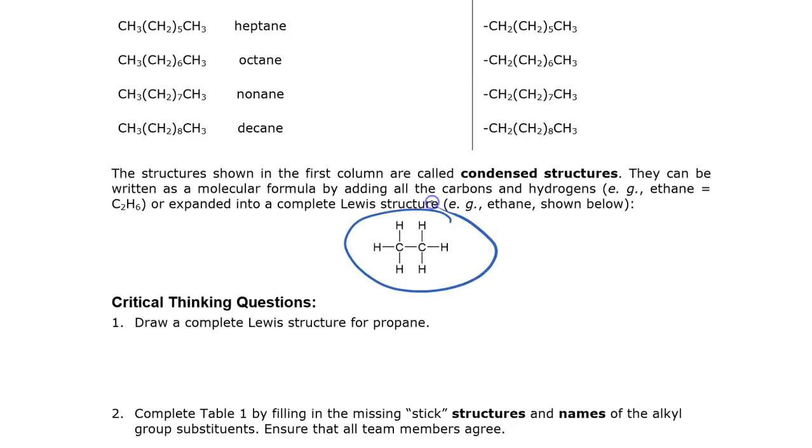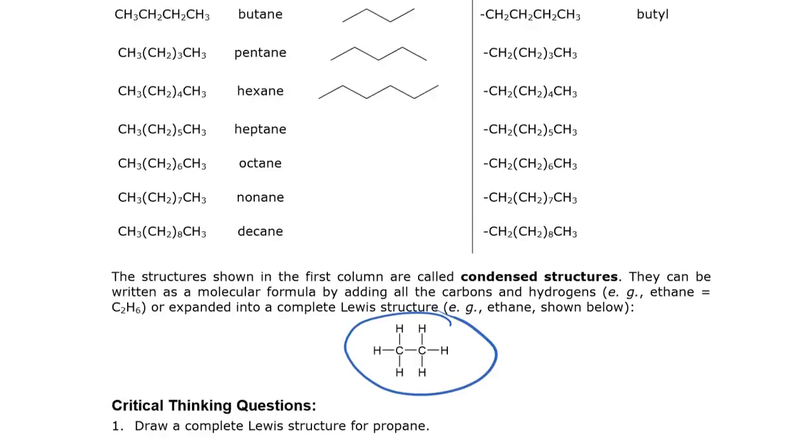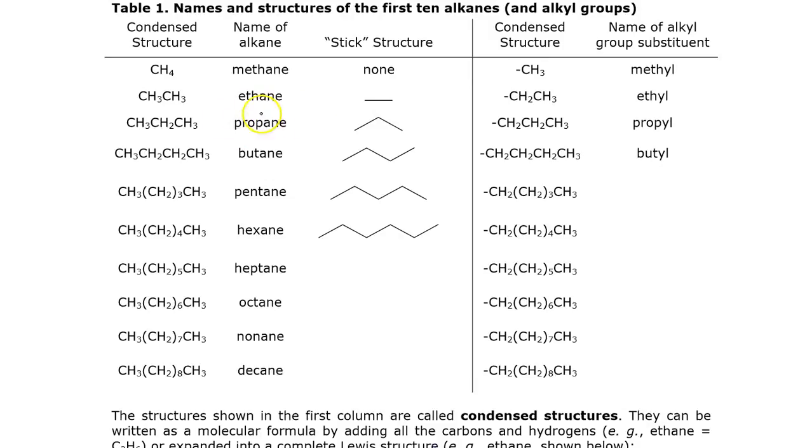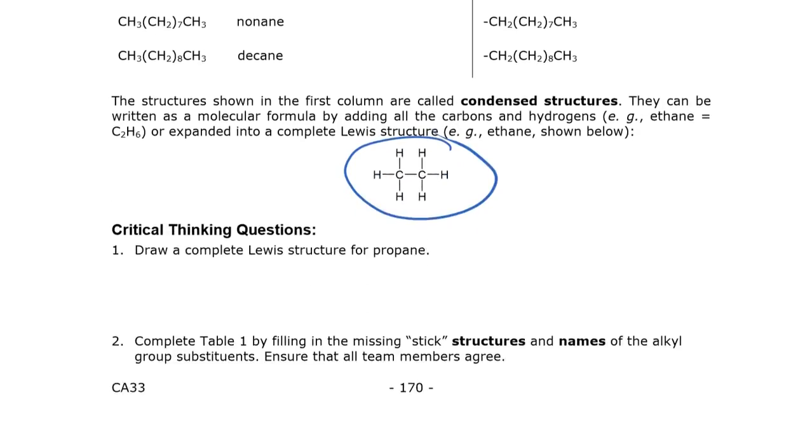Here's a complete Lewis structure for ethane. And critical thinking question number 1 says, draw a complete Lewis structure for propane. Feel free to refer to the model where you find the structure for propane. Pause the video and write your answer now. Okay, so did you get that? Propane looks like this. How do I figure that out?